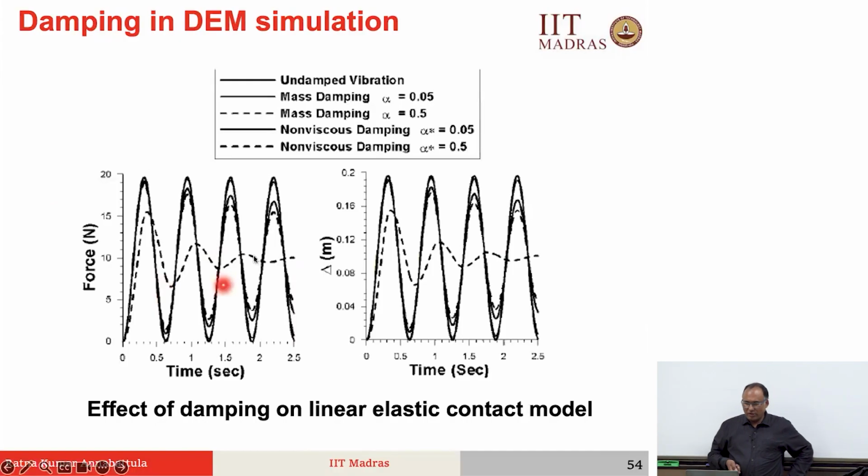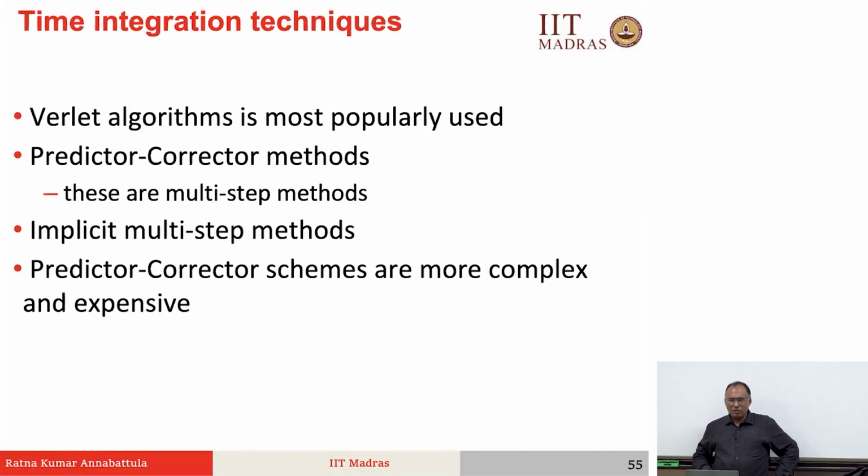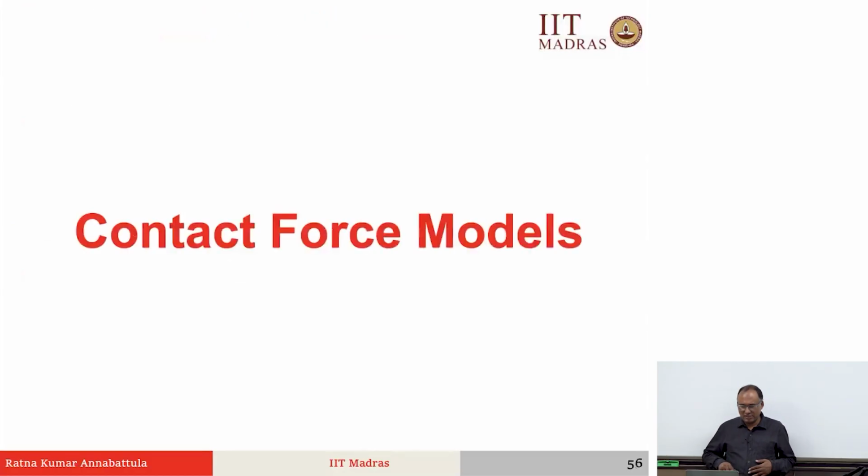So this is how your system damping, you can see, is dying out with non-viscous damping, and then with mass proportional damping, and so on. As I told you, the velocity Verlet algorithm is the most popular algorithm for time integration, and there are also other possible algorithms like predictor corrector methods and so on. These are different integration algorithms to solve your system of equations, typically various numerical techniques to find the solution, as simple as that.